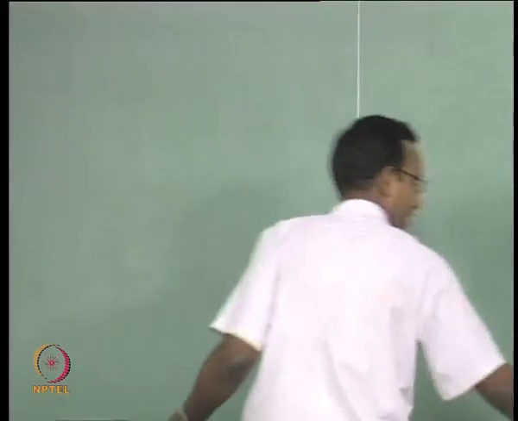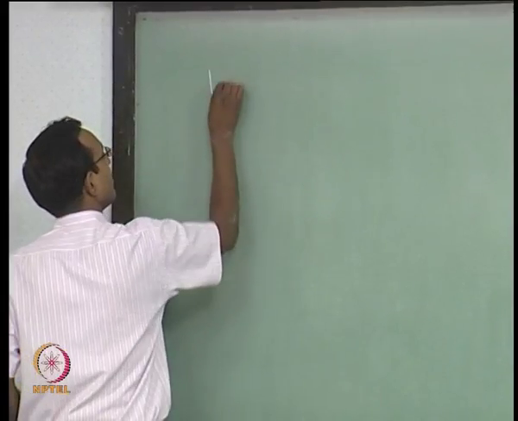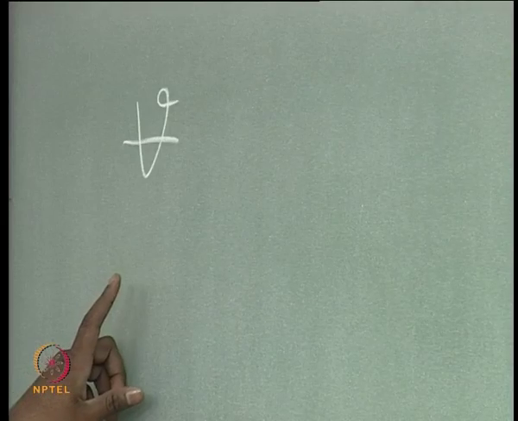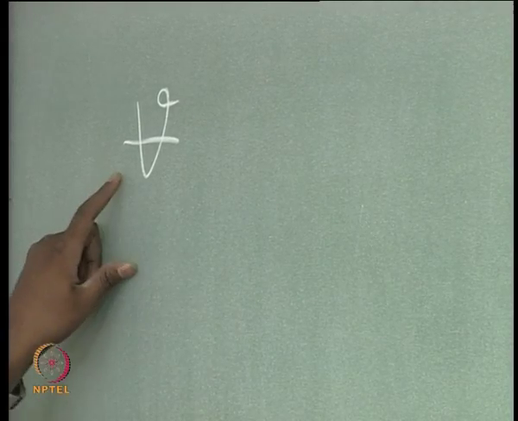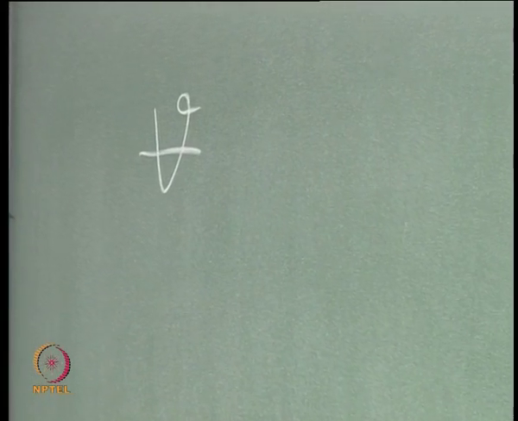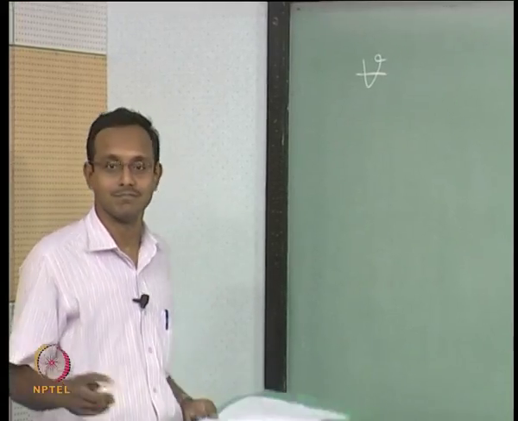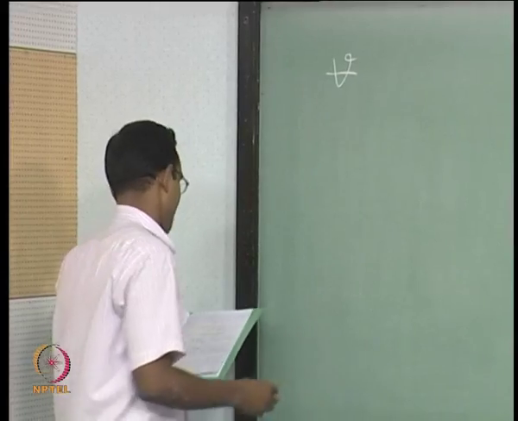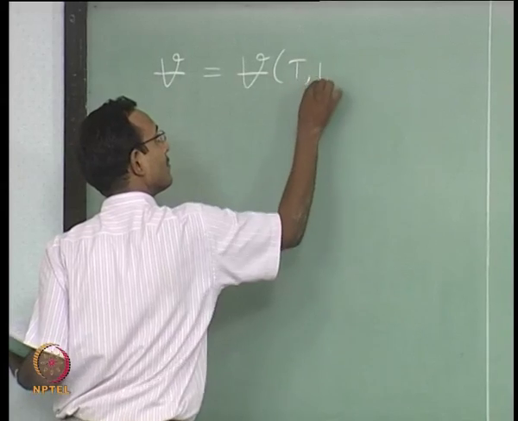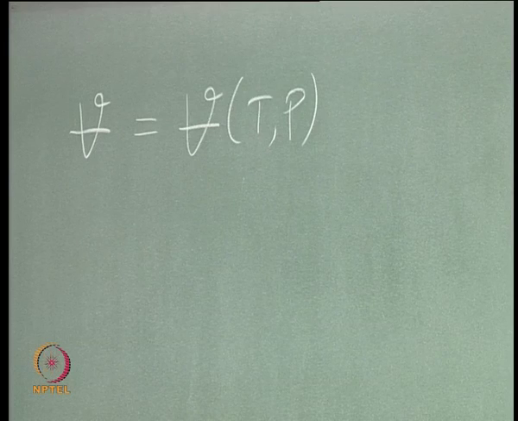I will use this notation for specific volume, mass specific volume, that is volume per unit mass, and I put this cut for V to tell that it is volume, versus if there is no cut I will use it for velocity. Okay, we will keep it that way. We will write this as a function of temperature and pressure, because we know that these two can change it.